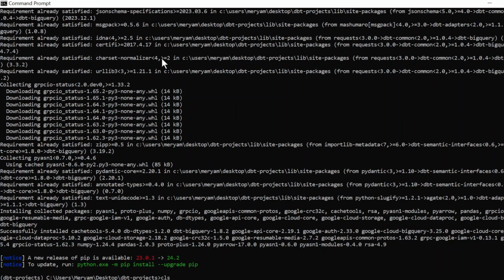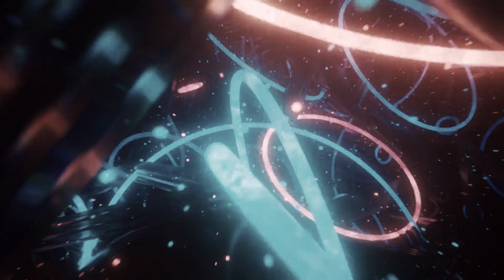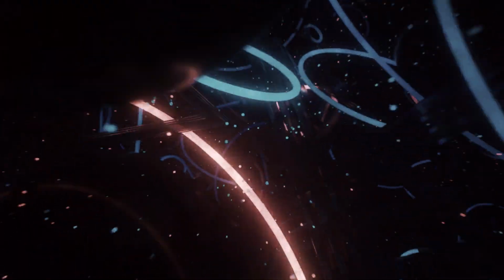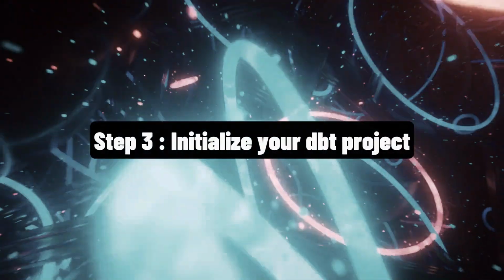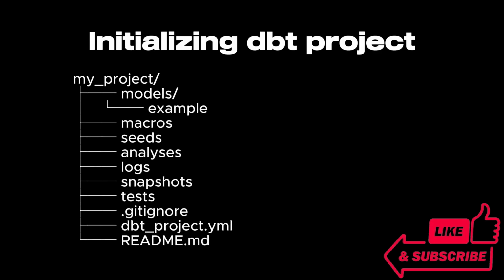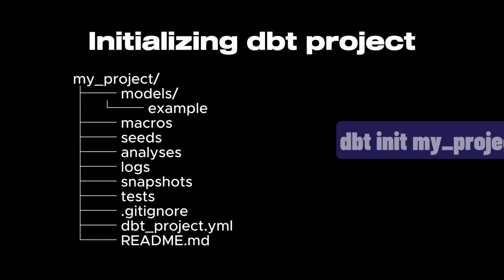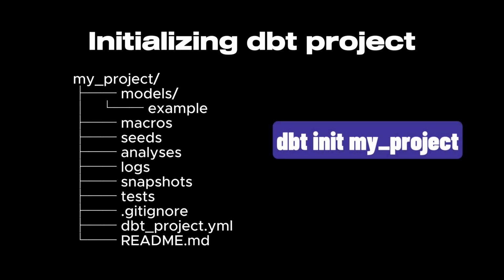To check the installation, run the command dbt --version. As we can see, our two modules are installed and up to date. Alright, now we have our virtual environment and our DBT modules installed. We are ready to initialize our project. Initializing a DBT project sets up the basic structure and files you will need to start using DBT. And it's done through one simple command, which is dbt init followed by the project name.